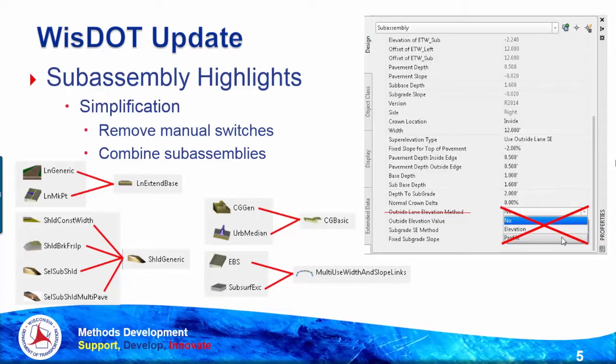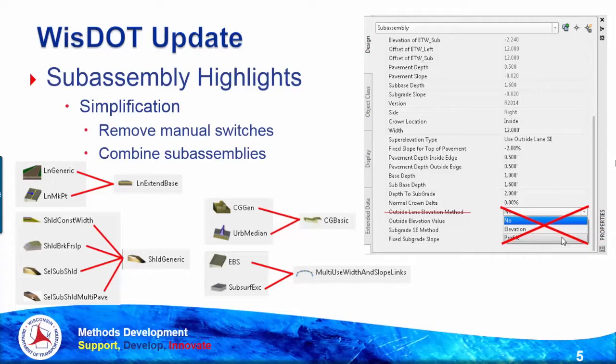The other thing we did is a lot of the subassemblies had these manual switches, which would kind of trip people up. The example on the screen here is subassembly properties for lane generic, and there was that one parameter called outside lane elevation method. If you happen to want to target a profile for your edge of travel way, you have to remember to flip this switch to profile. Well, that would often trip people up.